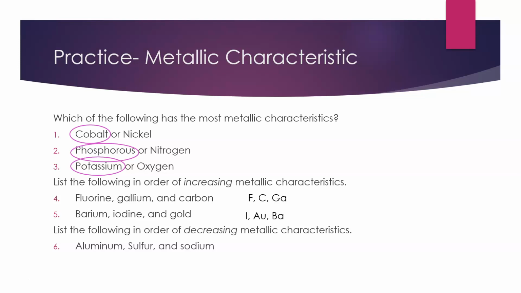With barium, iodine, and gold, iodine is going to be the least. Once again, it is a non-metal, so it is not going to have many metallic characteristics. Gold is a metal, but it's kind of in the middle. And then barium has the most metallic characteristics. Going in decreasing order, starting with the strongest, that's going to be sodium, then aluminum, and then last sulfur. Once again, sulfur is a non-metal, so it makes sense that it has the lowest. Our non-metals will always have lower metallic characteristics than the metals, because they aren't metals.